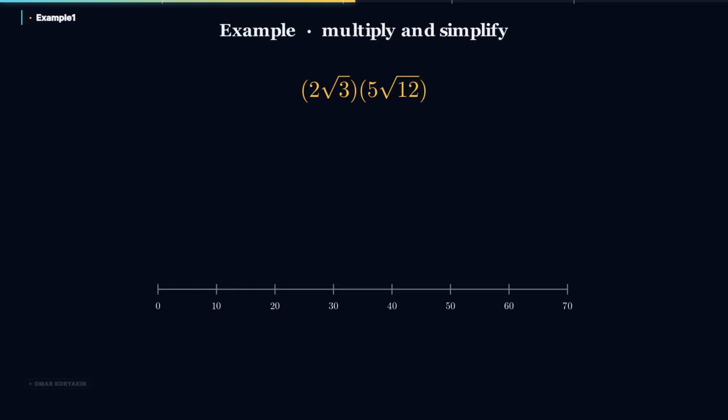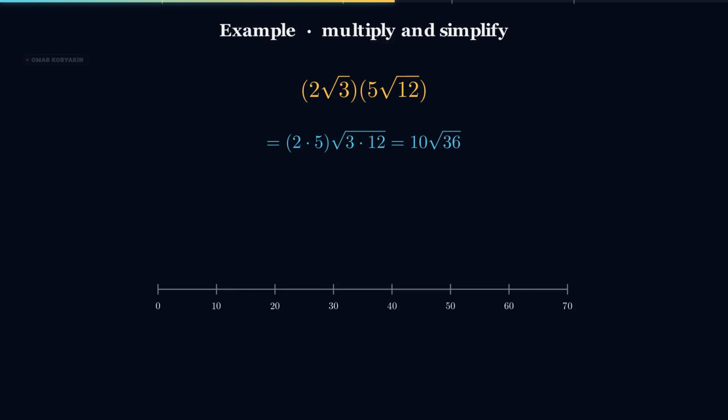Example 1. Multiply 2 times the square root of 3 by 5 times the square root of 12. Both factors have a coefficient outside the radical and a number under the radical. Multiply the coefficients separately and the radicands separately.